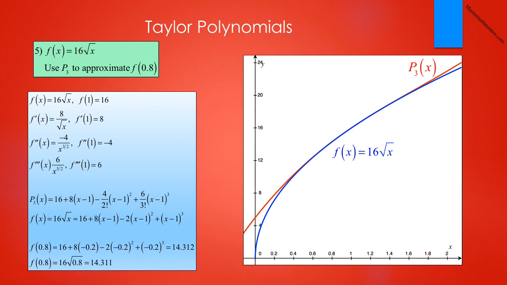The graph of f of x equals 16 square root of x is shown in blue, and the third degree Taylor polynomial centered at x equals 1 is shown in red. Notice that the red Taylor polynomial curve is fairly accurate within approximately 0.5 on either side of x equals 1. If you want more accuracy, then go up to P4 or P5 because it's really not that much work.